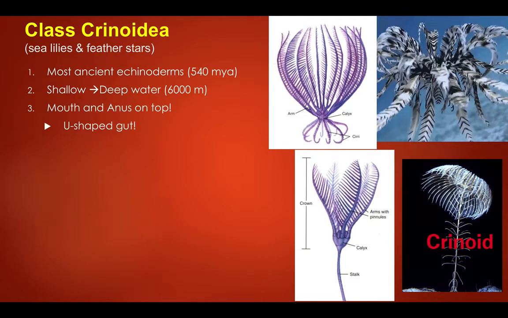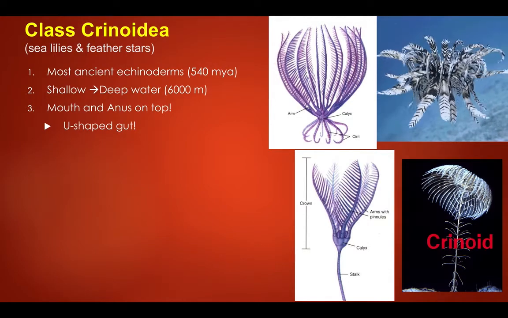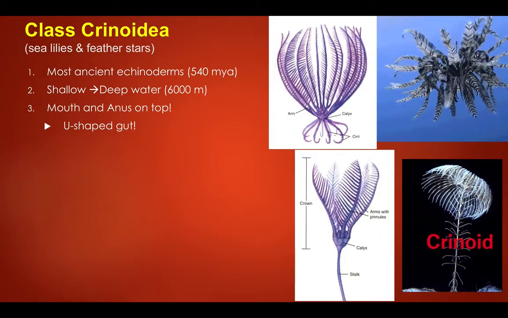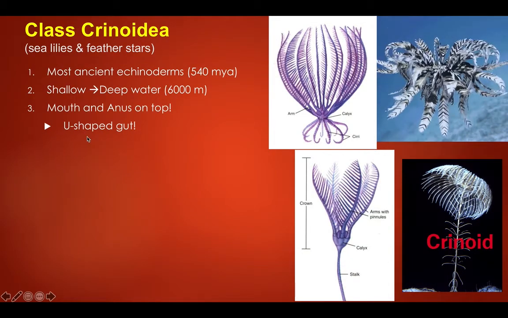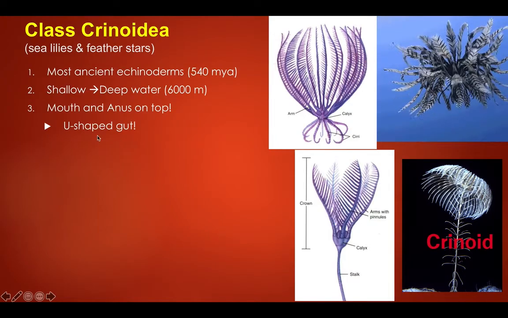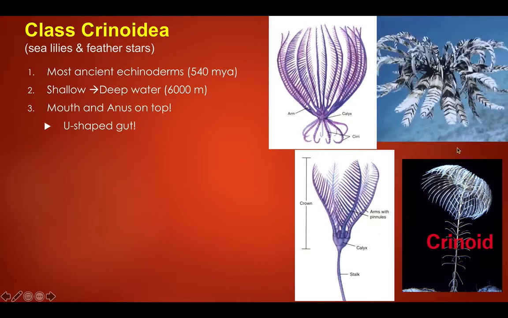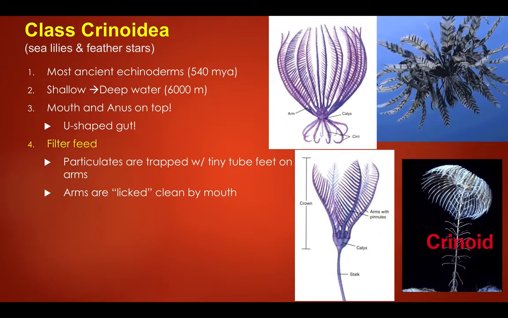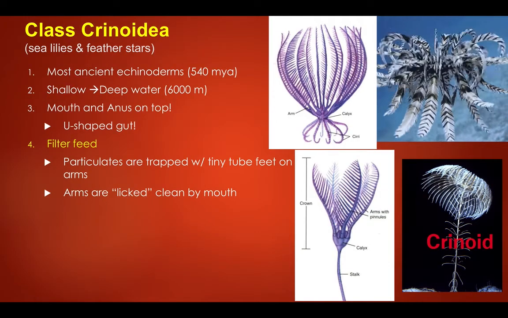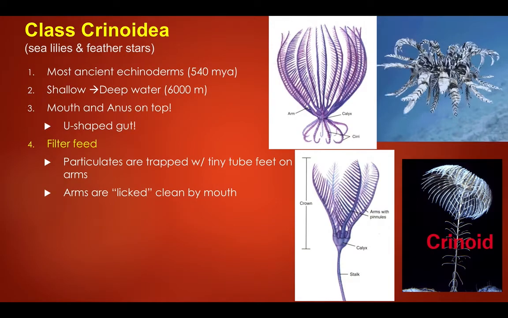So while our class Crinoidea does still have complete digestion, their mouth and anus are located right next to each other. So they have a U-shaped gut, kind of like our snail gut torsion that I introduced when I talked about gastropods. They are filter feeders, so particles are trapped in their tube feet along the arms, and their arms are licked clean by the mouth.